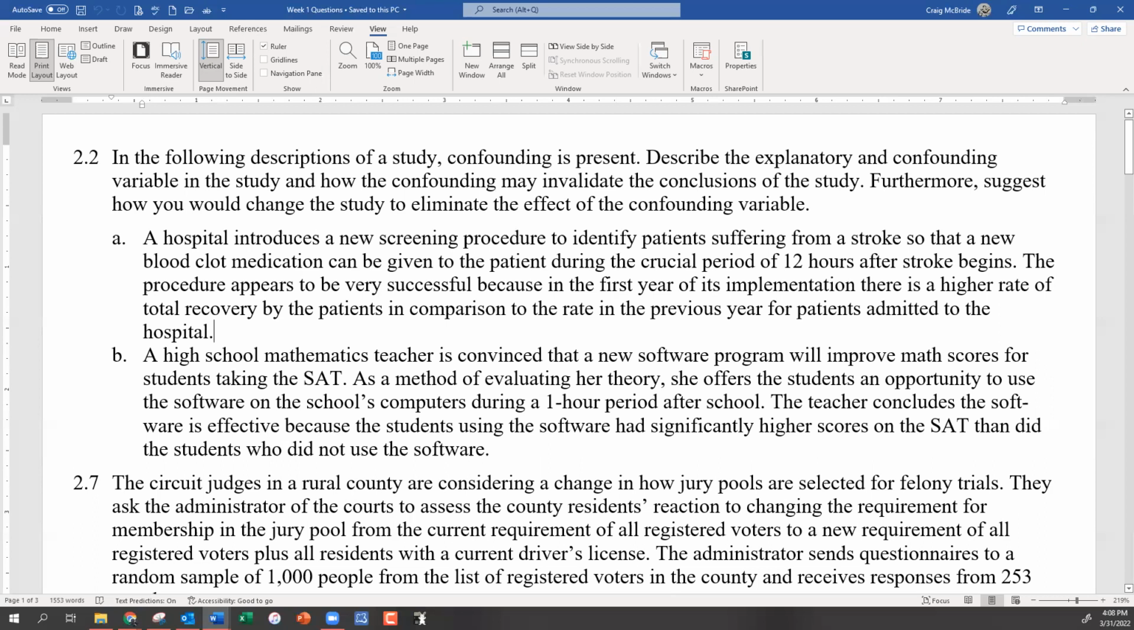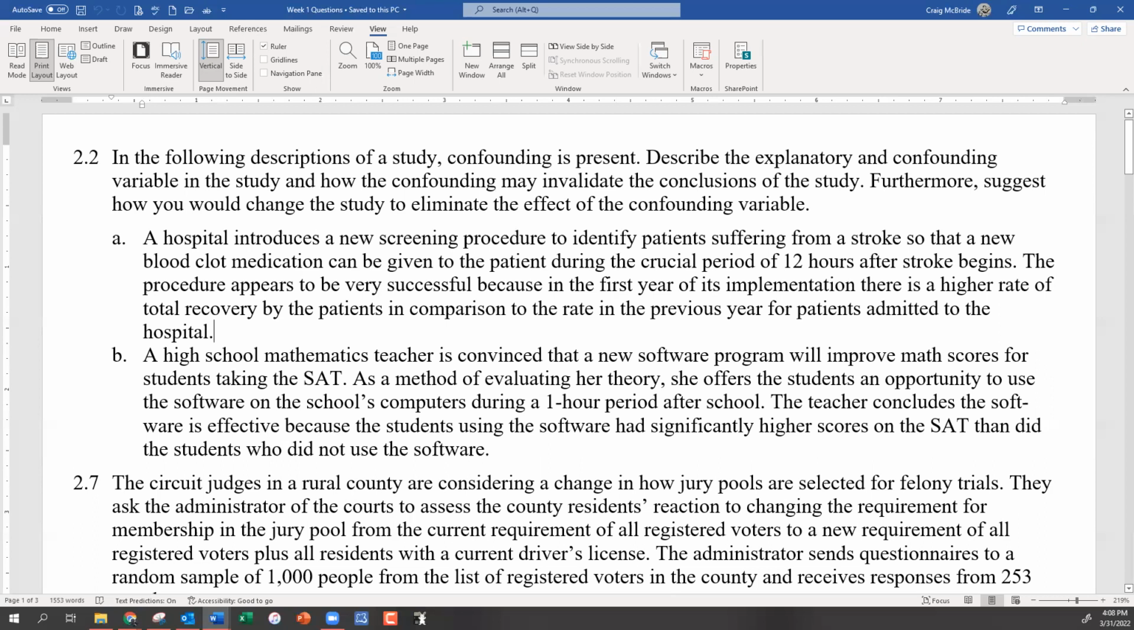So in the case of this one, let's look for the response variable first. What's the thing that we're measuring that we're thinking changes from one part to the next? Is that the recovery? Yeah, exactly. It's the recovery, right?